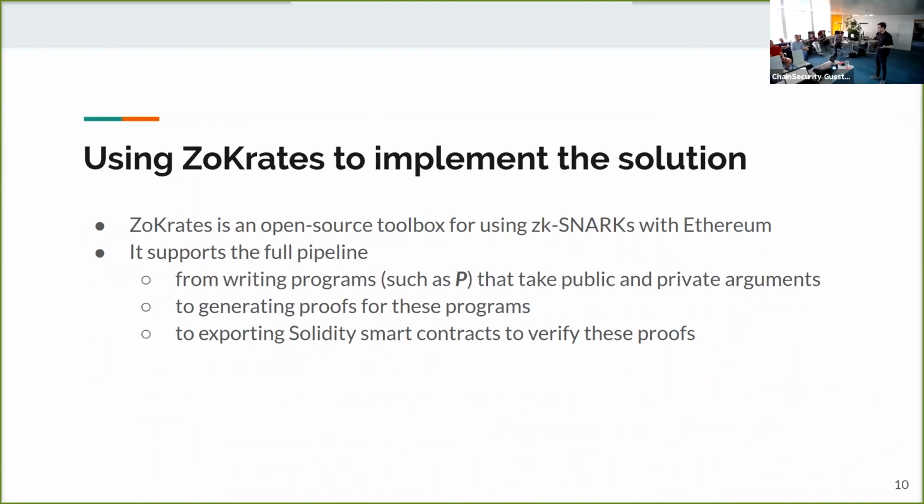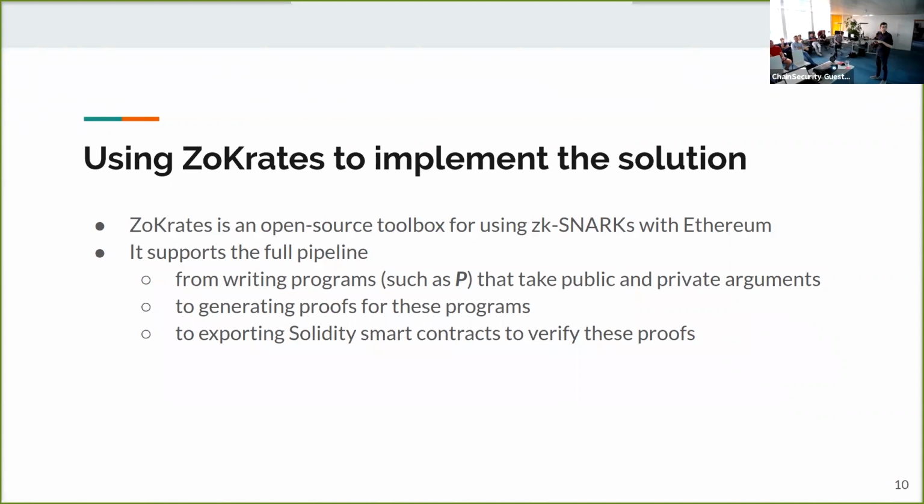So this was the theory of the solution. How do we bring this to the blockchain in practice? Luckily, there exists a nice open source program called Sokratis. It's a collection of tools, essentially, to bring these ZK-SNARKs to an Ethereum blockchain. What Sokratis does is it has support for the full pipeline. The full pipeline means it supports writing a program such as P, as we've seen on the previous slide, in some high-level domain-specific language.